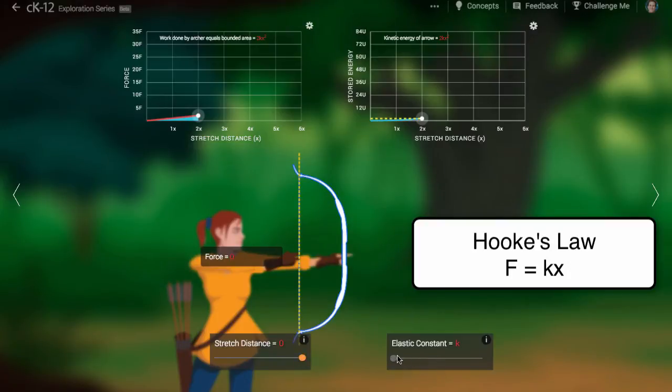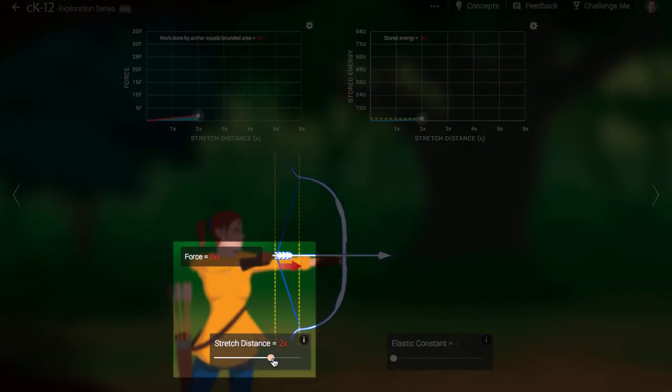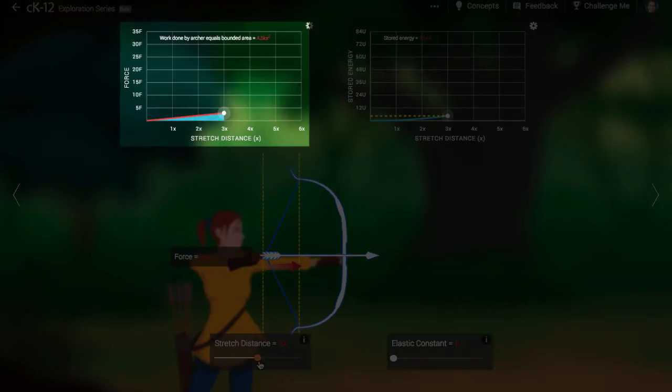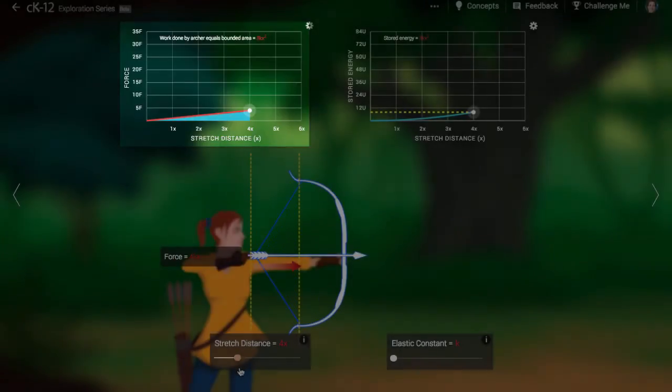We can pull back a distance x, and this requires a force equal to kx. If we pull back a distance 2x, a force of 2kx is required. This is twice as much force. The force required is proportional to the distance. Whenever there is a simple proportional relationship like this, we can graph it and it will make a simple line. The slope of the line is equal to the elastic constant.